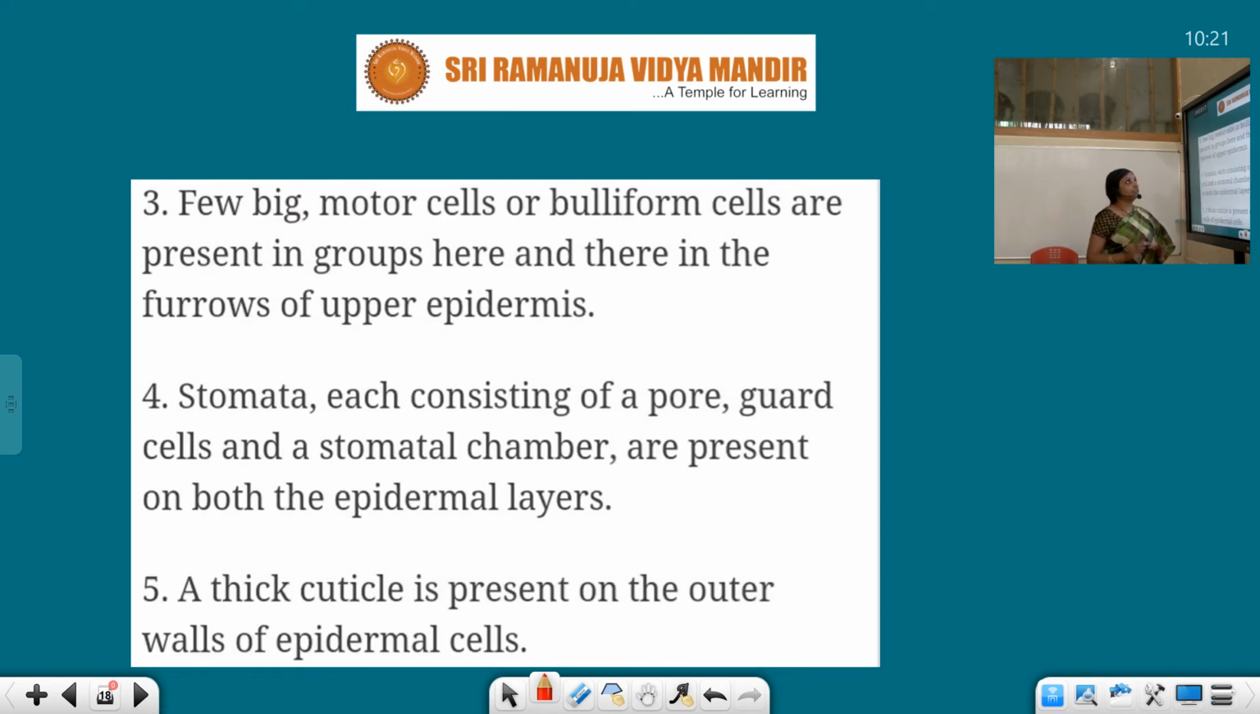And few big motor cells or bulliform cells are present in groups here and there and in the furrows of the upper epidermis. So in the upper epidermis we can see some larger cells are present. They are thin walled, they are empty cells, and these cells are known as motor cells. The function of these cells is, when the water enters into the cell, it becomes turgid and swells up. That is known as endosmosis.